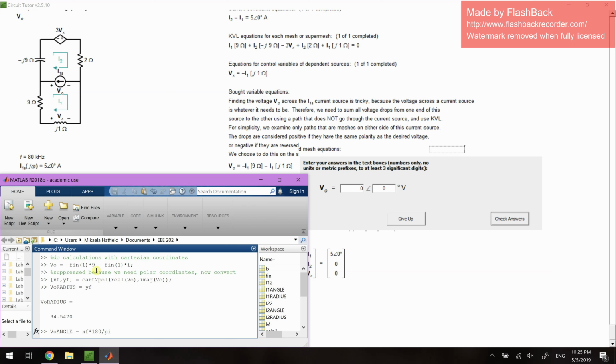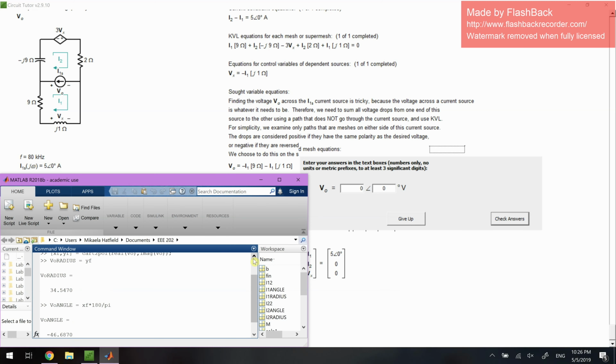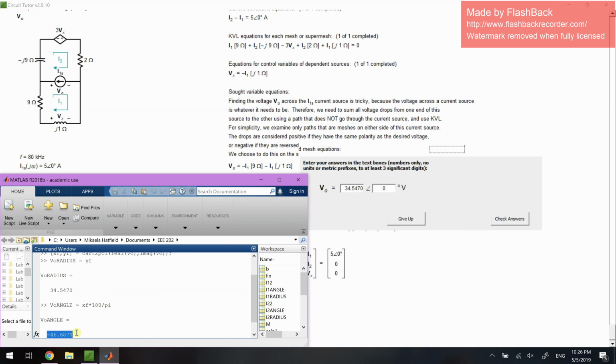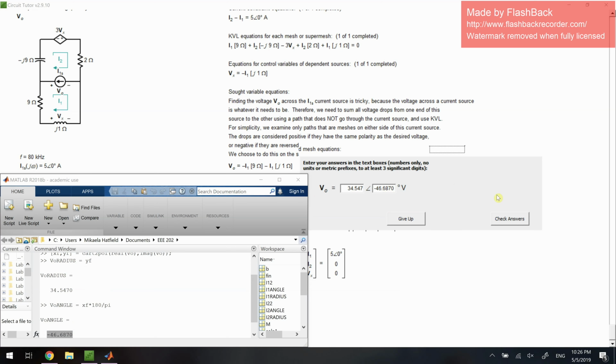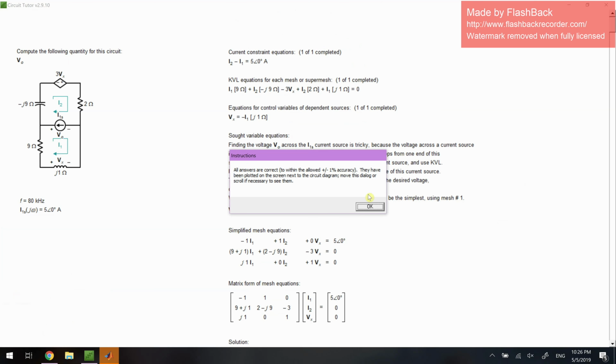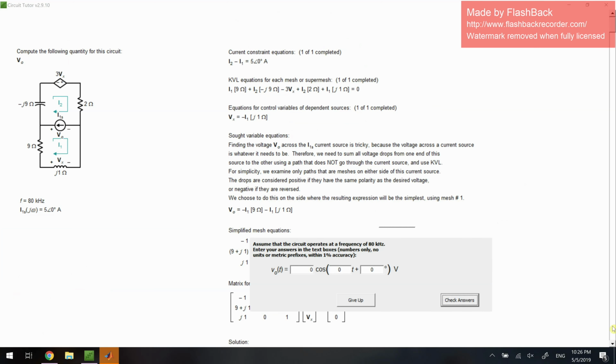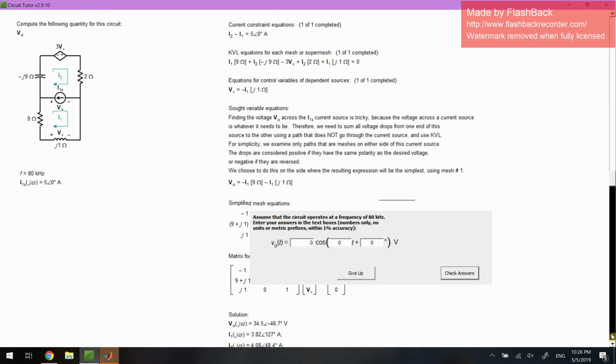And then both of these will be given, and we can copy and paste them into Circuit Tutor. It's really quite lovely that Circuit Tutor takes copy and paste from MATLAB. And then this should give us the correct answer. Woohoo! All right. So the last step is to move from the frequency domain to the time domain.